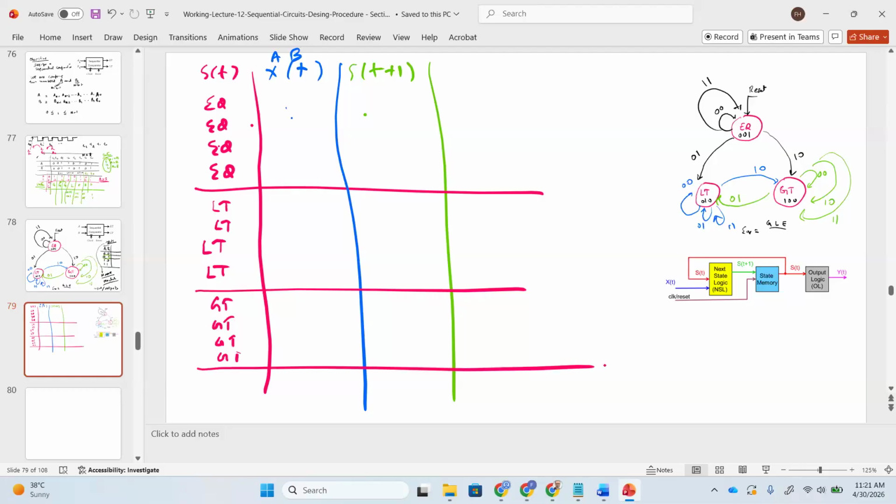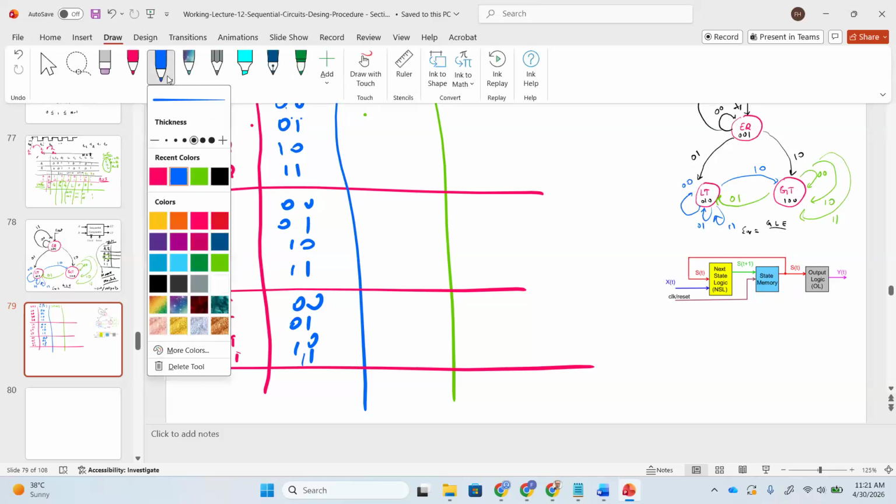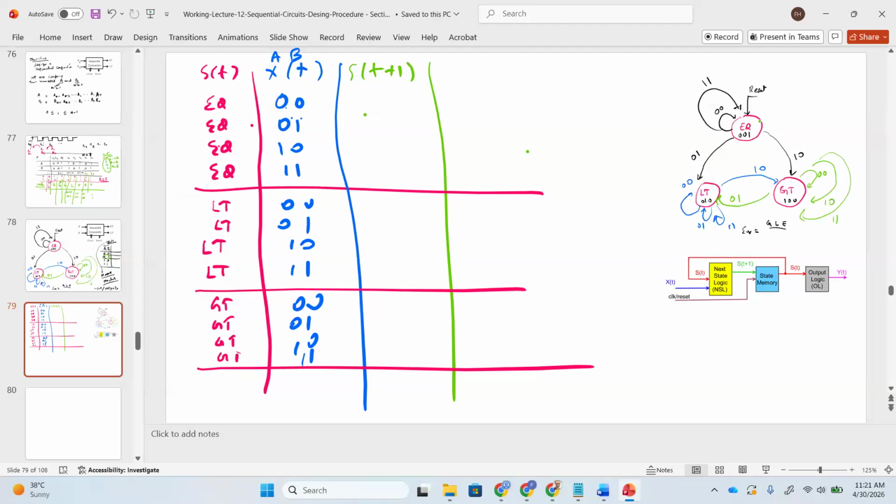And then we have the inputs A, B. If you look at the input A, B, there are four combinations: 0 0, 0 1, 1 0, 1 1. And then we need to draw the next state. Based on the diagram, we know the next state, which is the green color. Now I'm in equal. 0 0, it will go to equal. 1 1, it will go to equal. Please recall: 0 0 equal, 1 1 equal. And 0 1 is here. So 0 1 it goes to LT, and 1 0 it goes to GT.